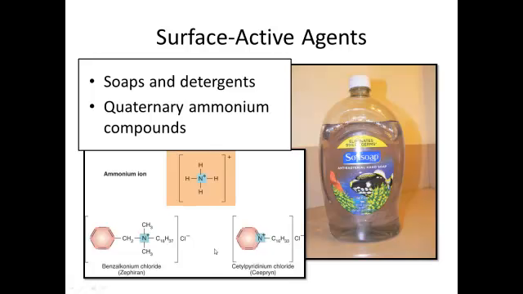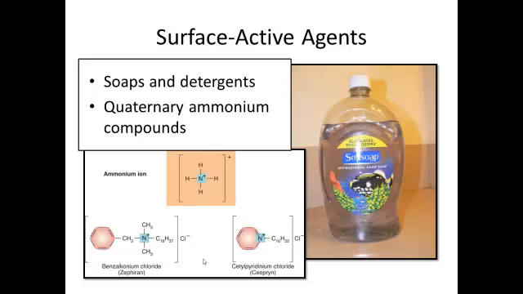This increases how long they're able to be active, decreases the amount of time it takes for it to evaporate, and it makes it so that it lays down very nicely on countertops. Now, we have a tendency not to mix quats, as we call them, with soaps and detergents. The soaps and detergents can inactivate the ions that are going on here. But quaternary ammonium chlorides, quats, are very good at cleaning as well as disinfecting.